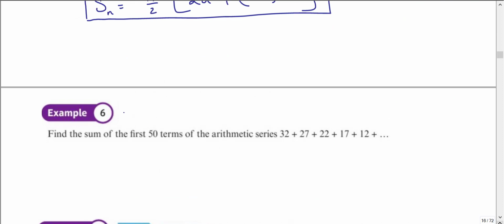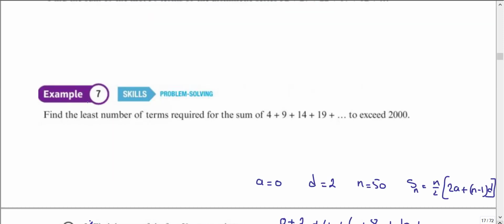Can you do example 6 here? Try. Example 7 says: find the least number, the minimum number of terms required for the sum to exceed, meaning to be more than, 2000.